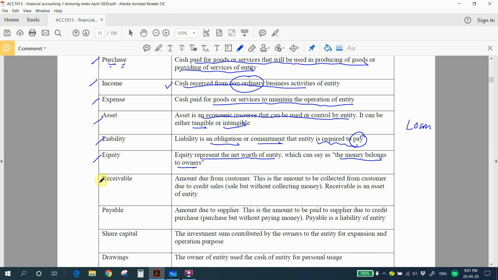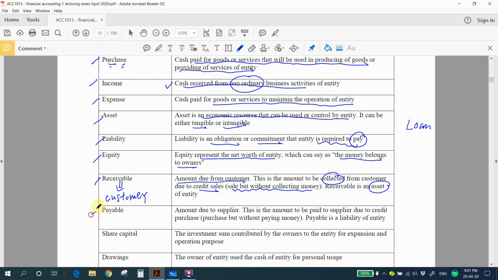Next, receivable. What is receivable? Amount due from customer. This is the amount to be collected from the customer due to credit sale. What is credit sale? You sell to the customer but you did not collect the money immediately. Receivable is an asset of the company. So we can say that your customer is your receivable, but this happens when you sell without collecting money immediately.